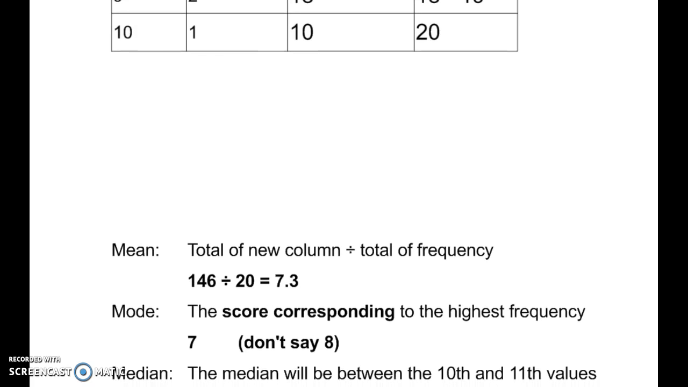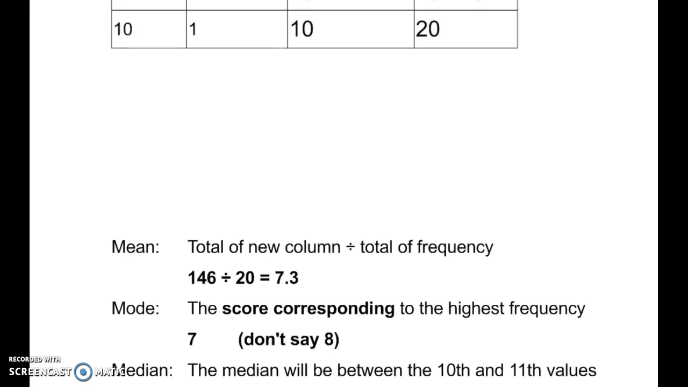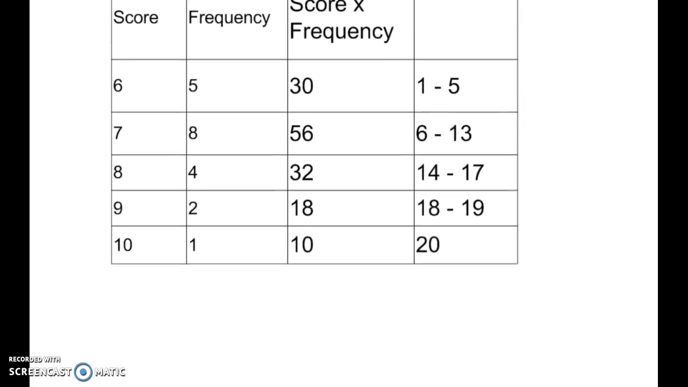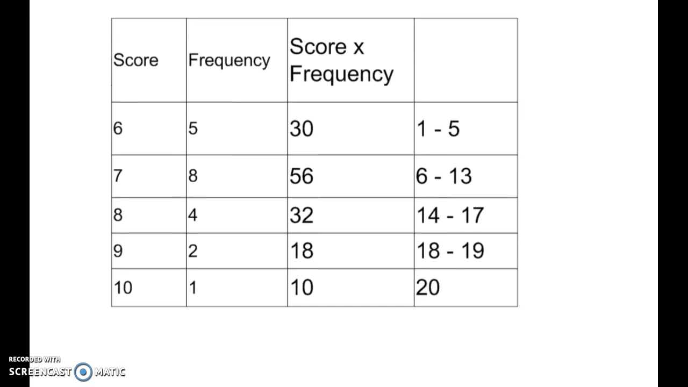Let's now look at the median. When you've got 20 values, the median is going to be in between the 10th and the 11th values. Remember, when you're finding median and you've got an even number of values, the median always falls between 2 values. So how can we easily find the 10th and the 11th values from a table? That's where this 4th column comes into play. And this 4th column is based on the frequency column.